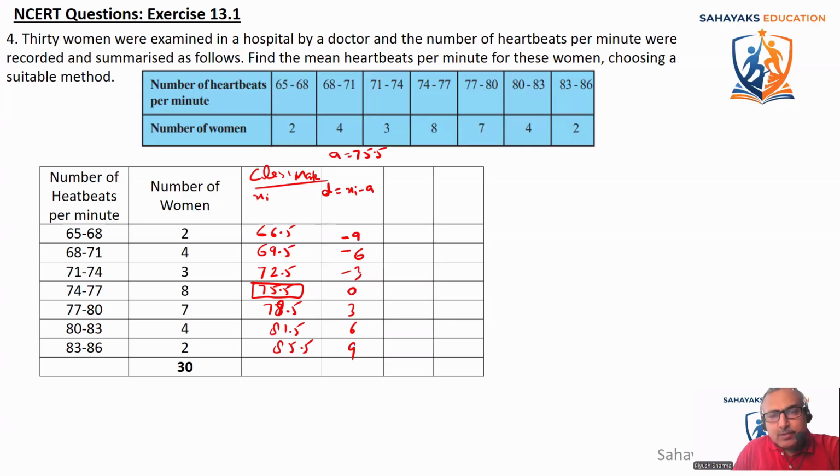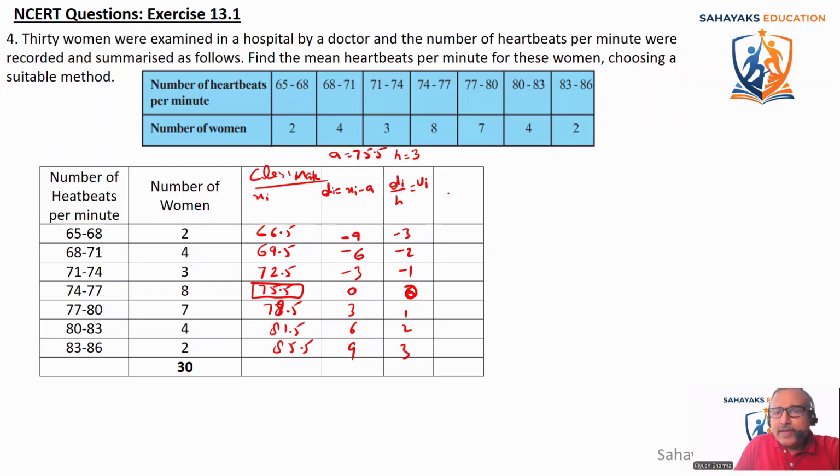To further reduce the computation, what we do is we divide by the value h. We consider h a common factor, so we divide every number by h. So we are finding di by h, and we'll call it ui. So let's find ui here. Dividing by 3, it becomes minus 3, minus 2, minus 1, 0, 1, 2, and 3.